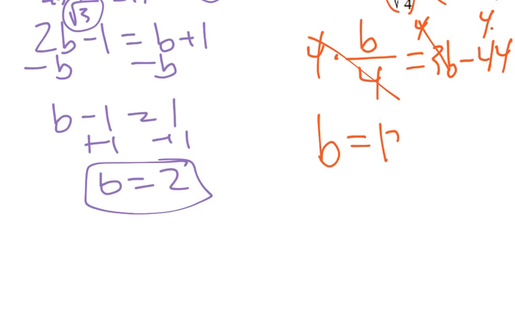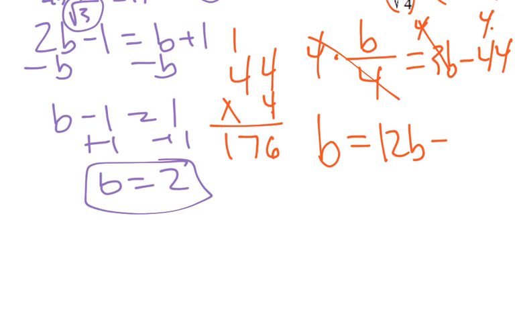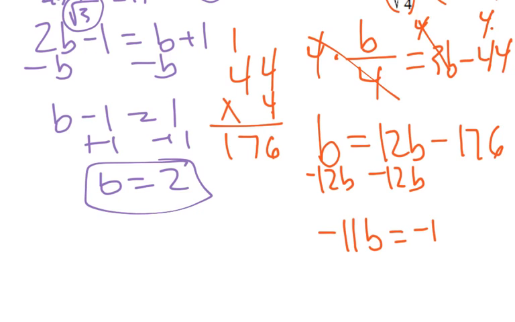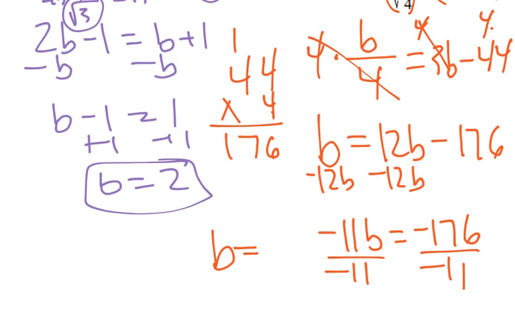4 times 3 is 12b. 4 times 44 is a number that I don't readily have in my mind, but we can solve it. 176. So subtract 12b, and we get negative 11b equals negative 176. And as luck would have it, if we divide by negative 11, we end up with b equals positive 16.